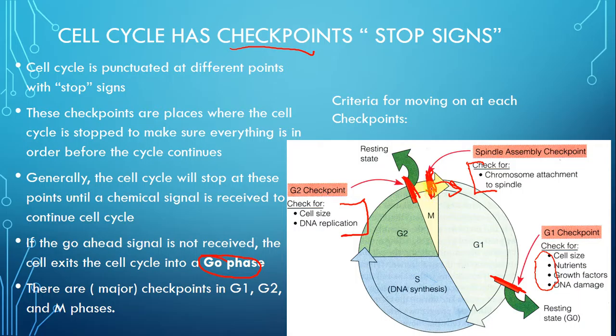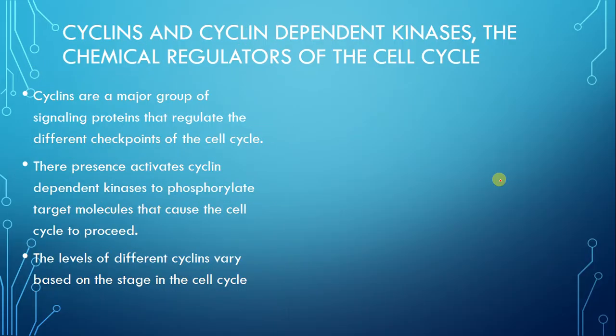So, for example, if we check off, yep, that all chromosomes are attached to the spindle fibers, then an enzyme called separase can cleave the cohesin protein bonds in between the sister chromatids of the chromosomes, and they can separate and go through anaphase. So these chemical messengers come in a lot of different forms, and some of the important ones that were discovered in 2001-2002 were cyclins and cyclin-dependent kinases. These are the chemical regulators of the cell cycle.